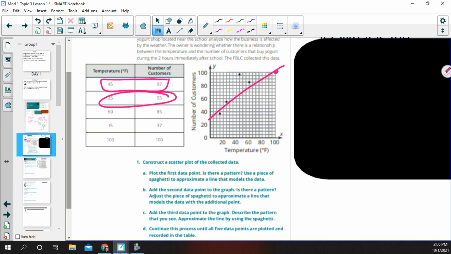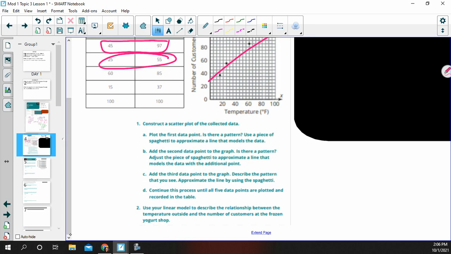Okay, so for answering question 2 now, use your linear model to describe the relationship between the temperature outside and the number of customers at the frozen yogurt shop. You could say there's a positive association. As the temperature increases, the more customers come. So we call that a positive association. So positive, or we're going to start to use the word correlation.